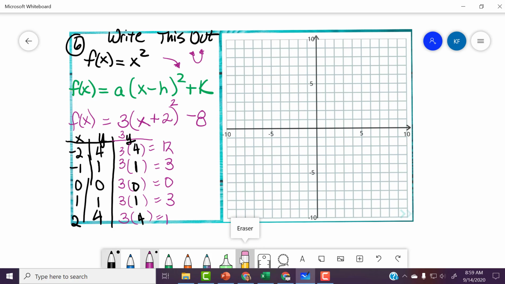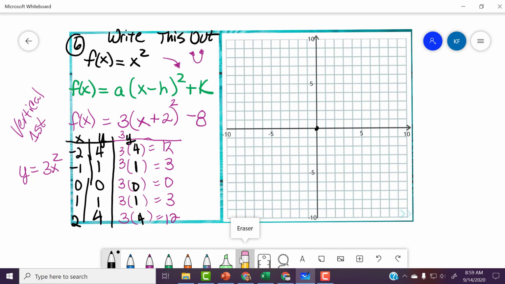And I think it's really good that you see the repetition here over and over again so you know what's going on. So there is my vertical stretch. So you do the vertical stretch first. Always do it first. So what we graphed in pink was 3x squared, and that's where we're going to start the graph.